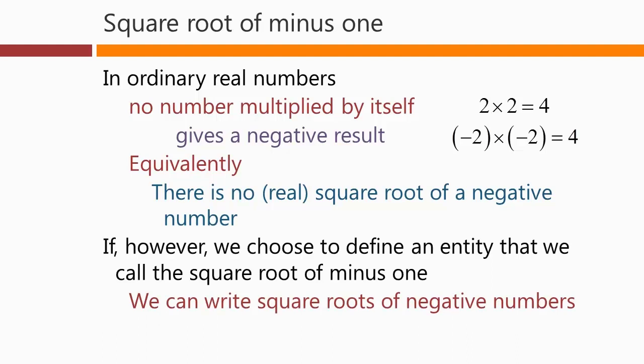However, we can choose to define an entity that we call the square root of -1. And if we define that entity, we can write square roots of negative numbers. The reason for doing this is really a purely practical one. The result is we obtain a very useful algebra, an algebra that saves us a lot of time and effort.